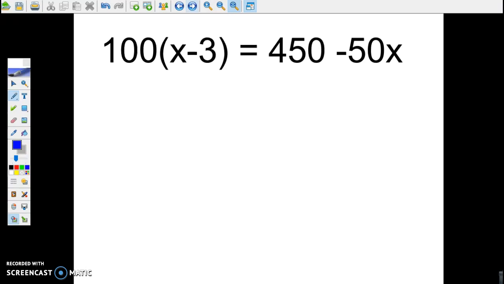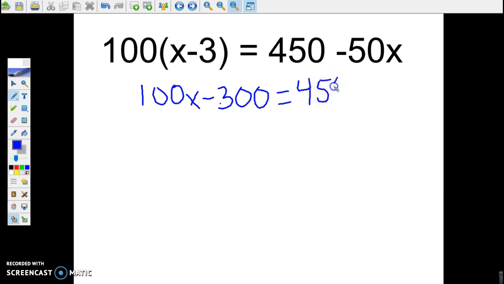All right, another problem, same type of example. So we have to distribute first. So 100 times x gives me 100x. 100 times negative 3 gives me negative 300. I also have to drop down what's on the right side. Those are not like terms, so I do not combine them.